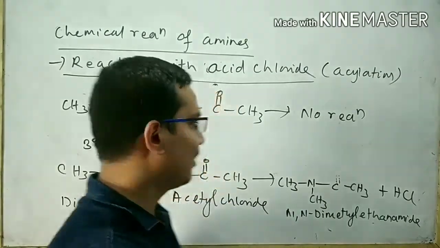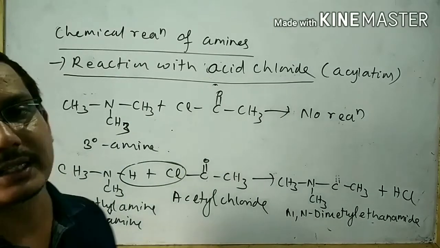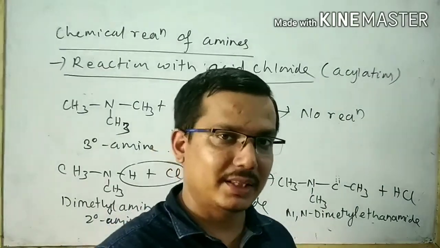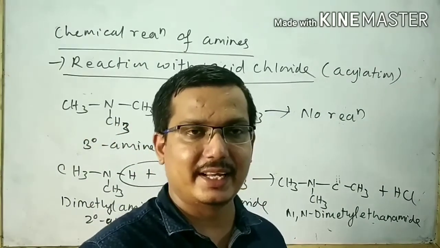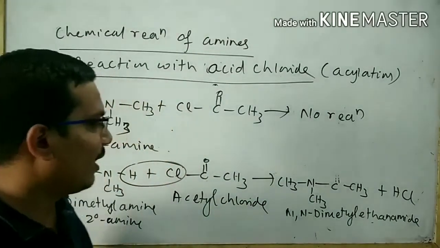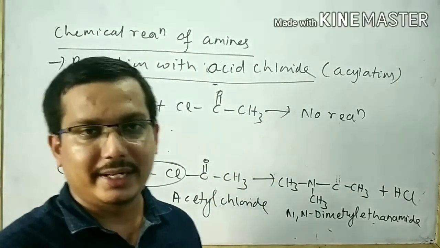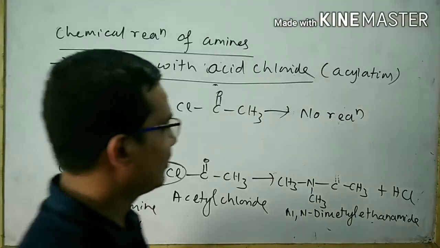So we can write, when primary amine is subjected to reaction with acetyl chloride, then N-methyl ethanamide is formed, while when secondary amine is subjected to reaction with acetyl chloride, then N,N-dimethyl ethanamide is formed, but 3 degree amine does not undergo acylation.